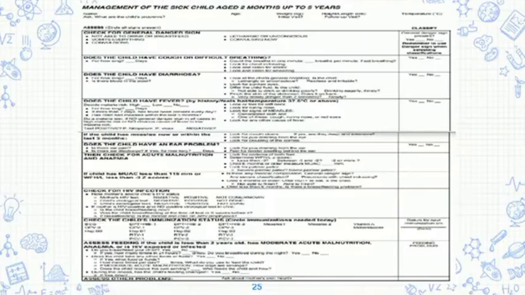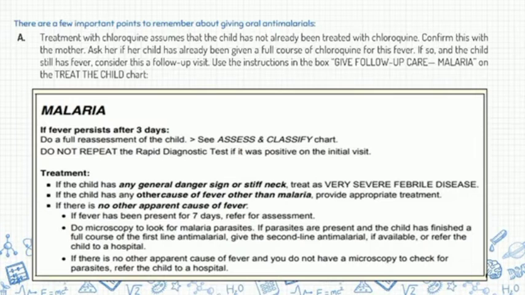So for reference, this is the assess and classify chart. So going back, the nurse should not repeat the rapid diagnostic test if it was positive on the initial visit. So for the treatment, if the child has any general danger sign or stiff neck, the assessment would be treated as very severe febrile disease, which is also known as severe malaria.